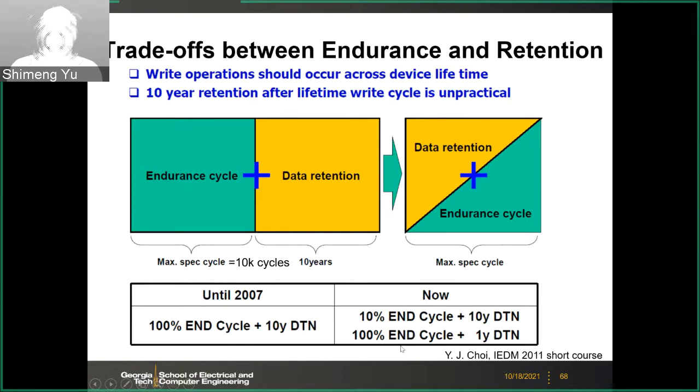But if the device has been cycled many, many times, approaching the end of the lifetime, then the data retention may reduce to about 1 year. This is because after so many cycles, as we discussed before, you create so much damage to the tunnel oxide. So there may be defects generated in the tunnel oxide. Therefore, the electrons will find it easier to jump out of the floating gate through those defects in the tunnel oxide. So there's a trade-off between the endurance and data retention.